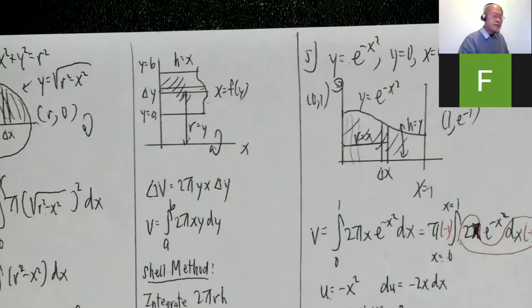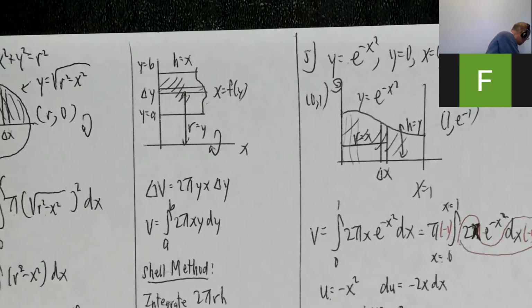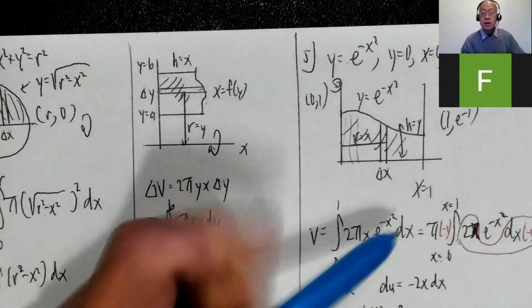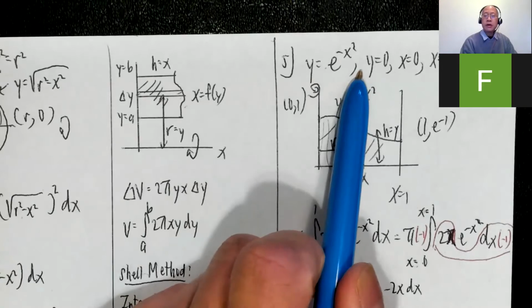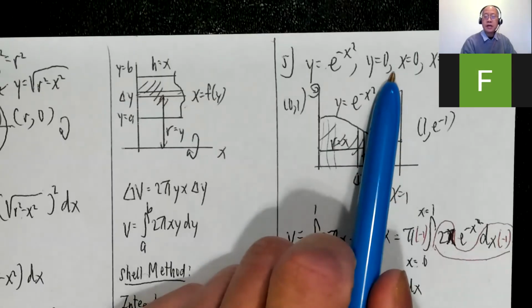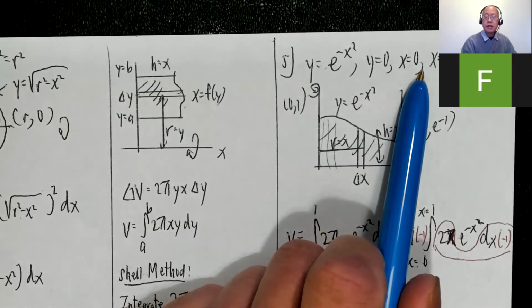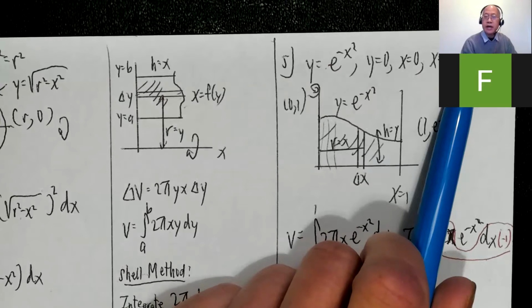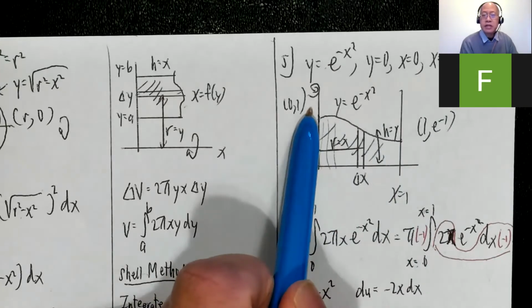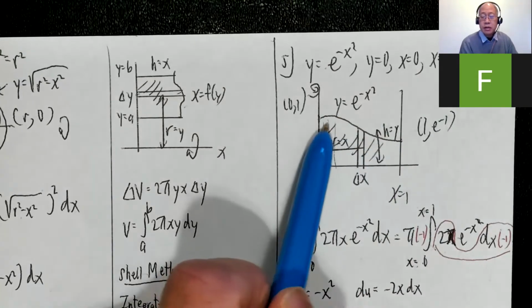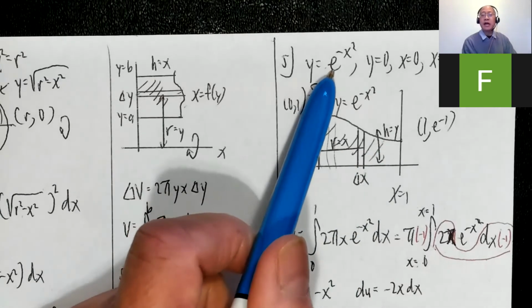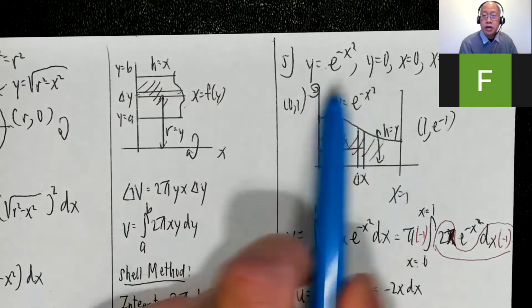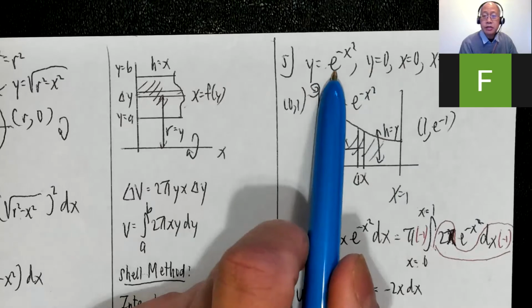Okay, problem 5 looks like this. Bounded by y equals e to the negative x squared, y equals 0, x equals 0, the x and y axes, and x equals 1. And rotate about the y-axis. Okay, so y equals e to the negative x squared. You say, how do you know what it looks like? Well, it's an exponential type. Otherwise, just plug in nice numbers. You got to plug in 0 anyway. When you plug in 0, you get 1.